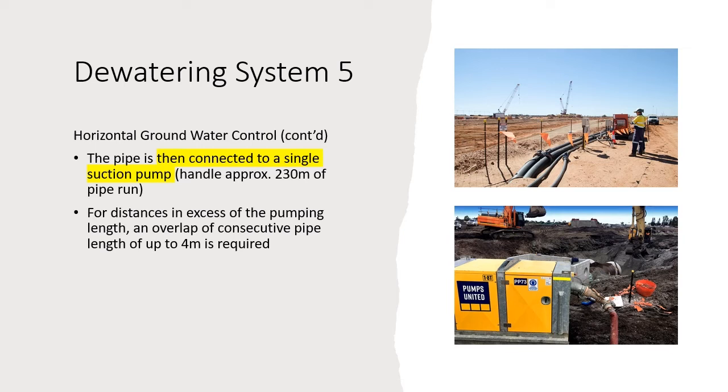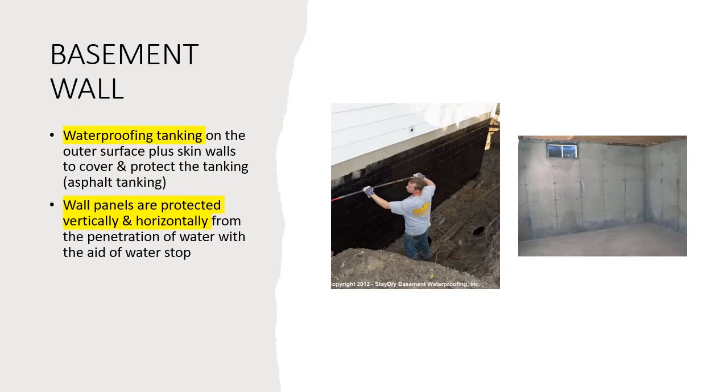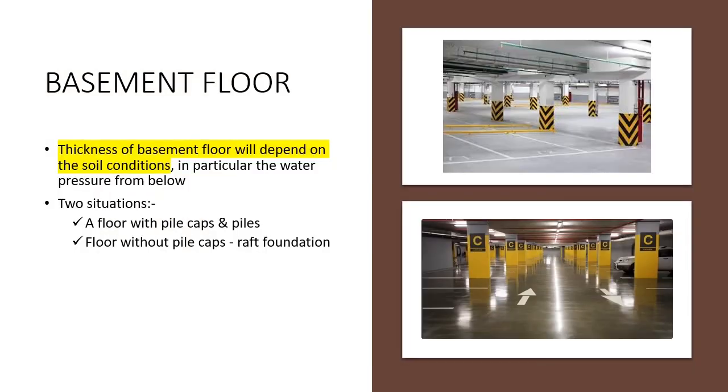However, kalau pumping length, maksudnya the pipe tu lebih panjang, excess, an overlap of consecutive pipe length is up to 4 meter is required. The fourth basement element, basement wall. Waterproofing tanking on the outer surface plus skin walls to cover and protect the tanking using the asphalt tanking yang kita akan tengok next. Wall panels are protected horizontally and vertically from the penetration of water with the aid of water stop.